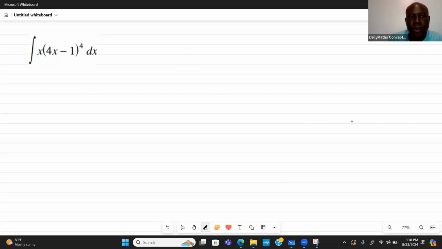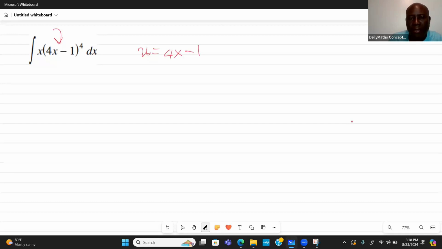Again, we're taking the integral of x into 4x minus 1 raised to the fourth power dx. The idea that we're going to do here, we're going to do u substitution. So we're going to let u equal to 4x minus 1. So let us start here. U is equal to 4x minus 1.